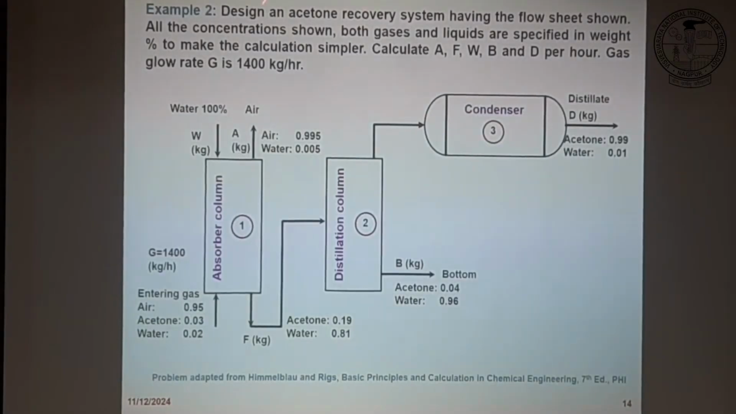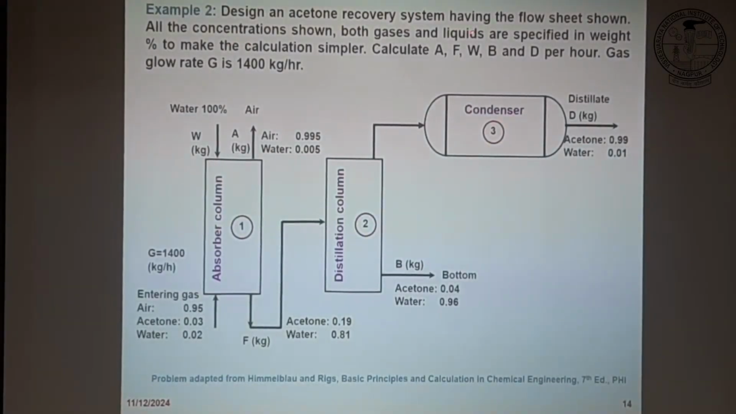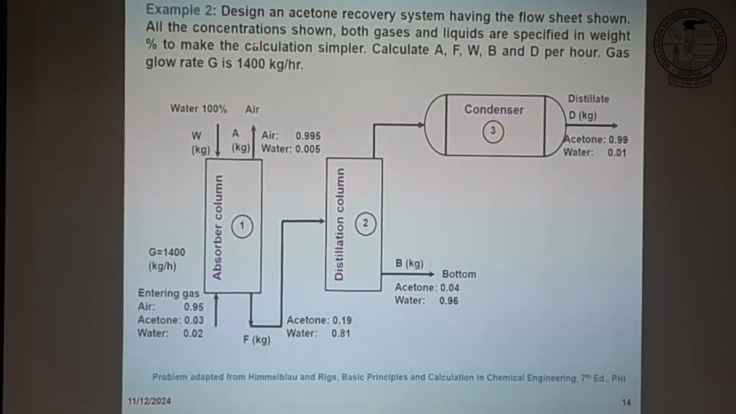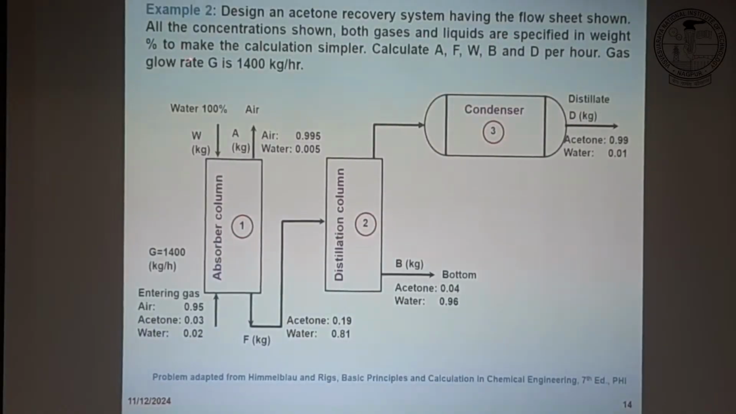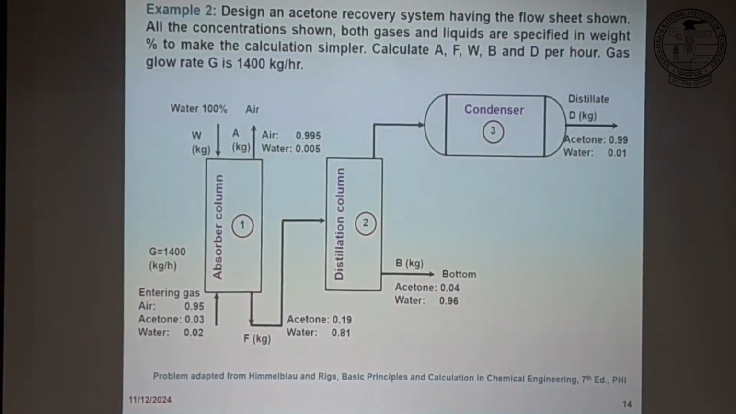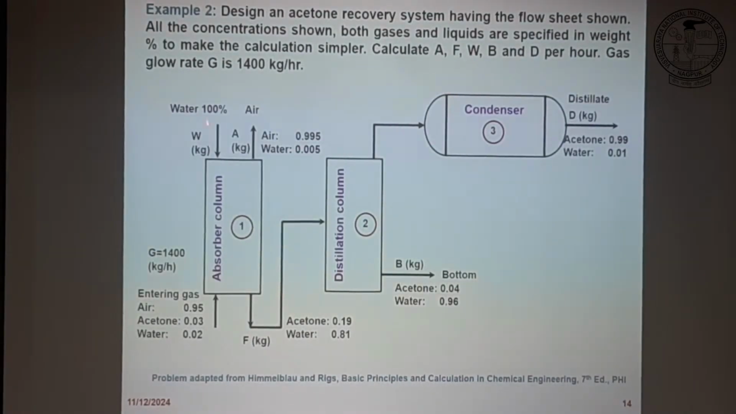So in this problem statement, we design an acetone recovery system having the flow sheet shown. All the concentrations shown, both gases and liquids, are specified in weight percentage to make the calculation simpler. Now we have to calculate the stream A, right? Stream A, which is this one, F, which is coming out from the absorber column, W, which is also entering into the absorber column, B, which is coming out from the distillation column, and the D, which is the output of the condenser as a distillate. Okay, so this information is available with us.